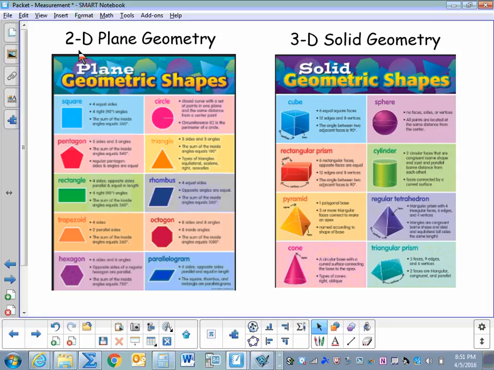One way to categorize is to think of them as either a 2D plane geometry or 3D solid geometry. Plane geometry are polygons and circles. And solid geometry are three-dimensional figures, and their bases are polygons or circles, and then they have heights and faces, so they can hold things. And today we'll be calculating the volume of these figures to see how much they will hold.